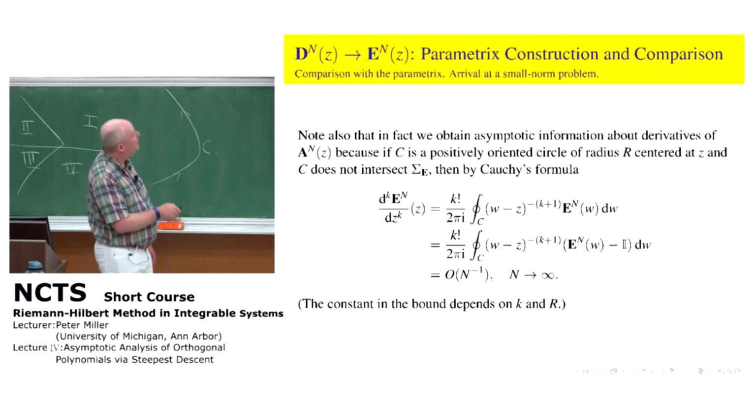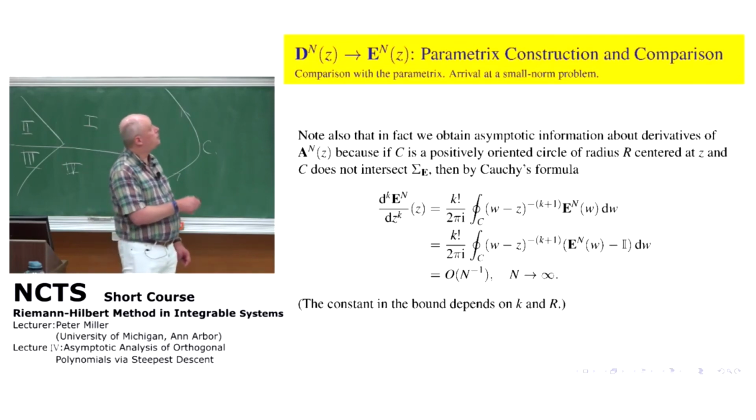And then just a last comment, you can also get information about the derivatives of this an, because if you have a positively oriented circle of radius r that's centered at some point in the complex plane, it doesn't intersect your jump contour, then you can use the Cauchy integral formula to calculate the derivatives like this. And because you're always getting this en here in the integrand, it's always going to be 1 over n for all these derivatives. So the constant in this big O will depend on k, the number of derivatives, and r, the radius of the circle that you're taking, but still you get this control on the error term. Okay.